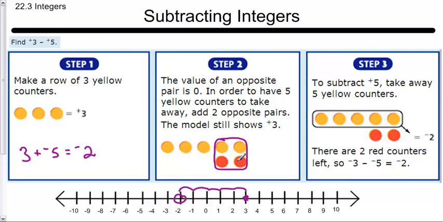It would just be like your friend giving you a quarter, and then your friend giving that quarter right back to you. You have the same amount of money that you started with, it just looks different. Now I can take away 5 of the positives. So I take away 5 yellow dots, and I'm left with 2 red. So that's how that works.